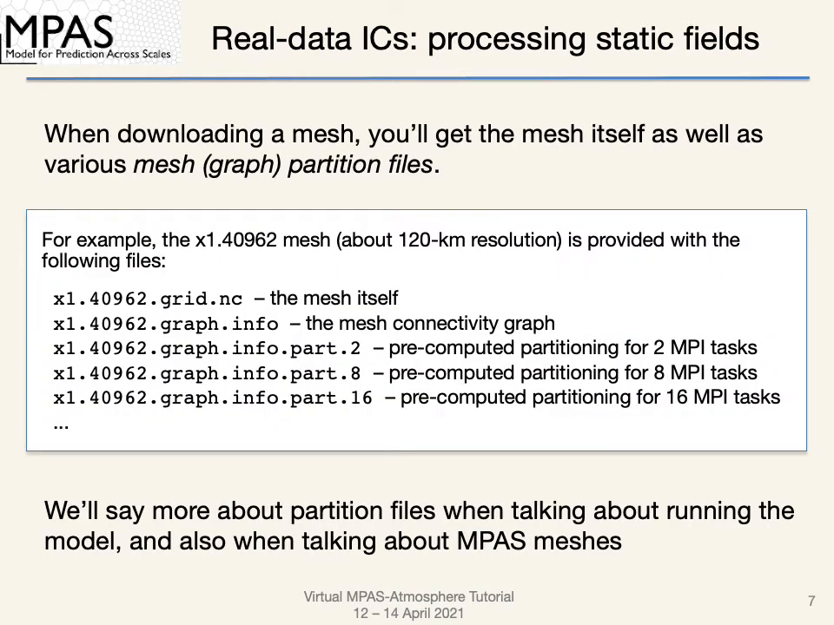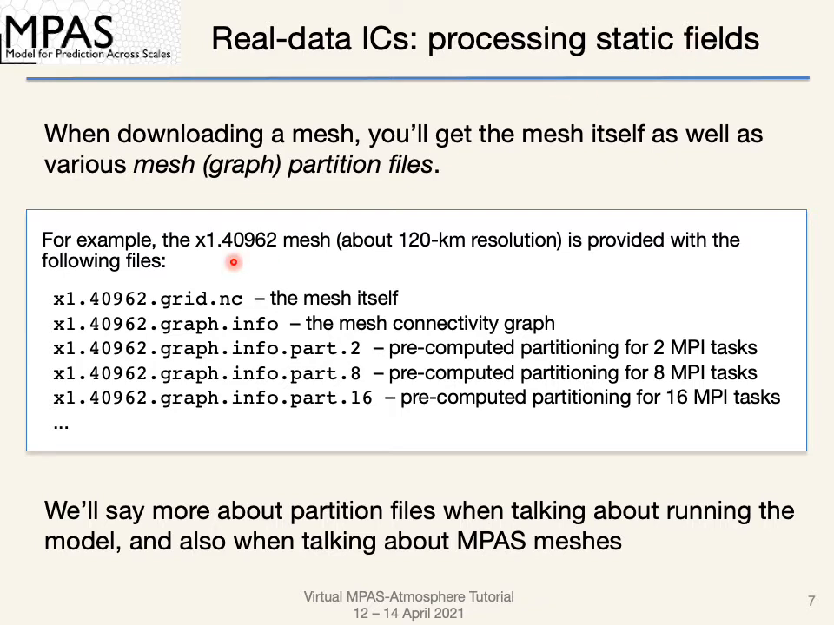So when you click on one of the download links on the mesh download page, what you'll actually get is a tar file that contains not only the MPAS mesh itself, but also what we call mesh partition files or graph partition files. We'll say a little bit more later about what's contained in these mesh partition files, but essentially they tell the model, if you're running with multiple processors or multiple MPI tasks, how do you divide up or partition the cells in the mesh among different processors in an equitable way?